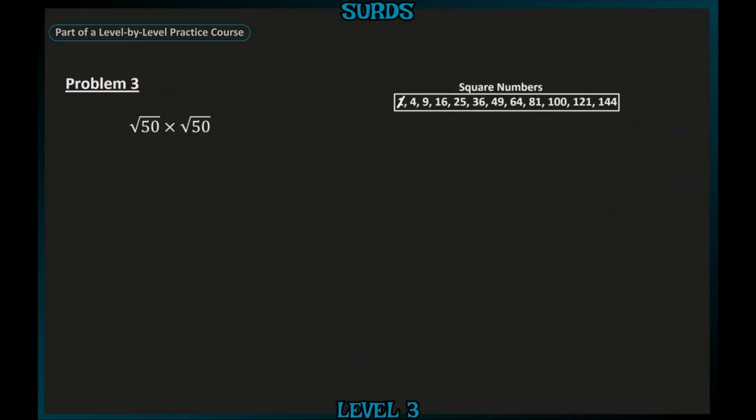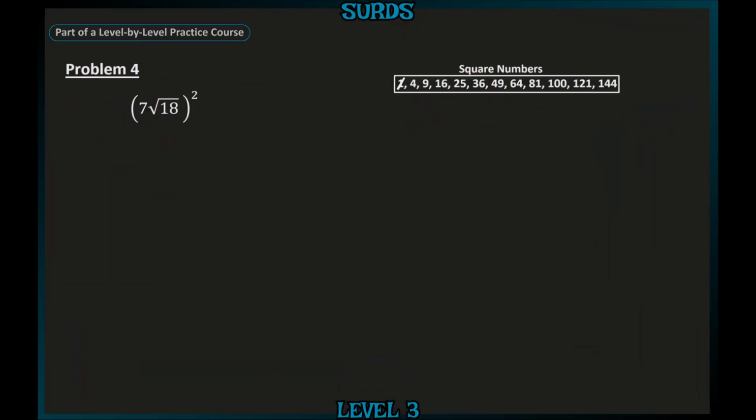In problem 3, we're simplifying the square root of 50 times the square root of 50. Now there are different ways of doing this, but the simplest is to understand that when you multiply a surd by itself, the square root part disappears and we're just left with the number that was underneath. So this means that the square root of 50 multiplied by the square root of 50 is just 50. So 50 is our final answer to problem 3.